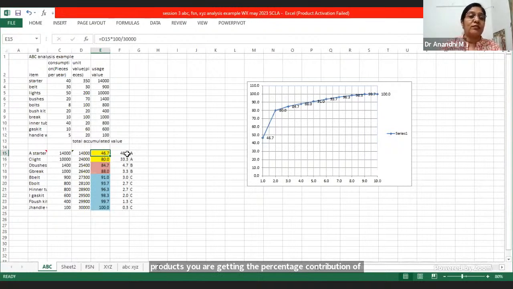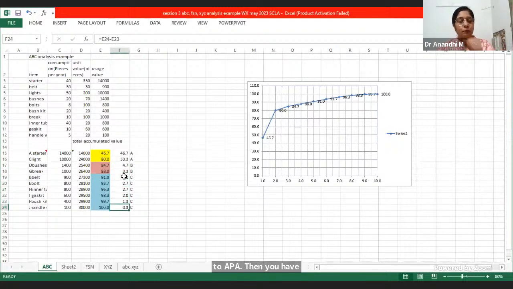So that means it is 46.57%. And next it is light, which is contributing 33.3%. These two put together contribute towards 80% of all the other items. And next you have your bushes, which is just 4.7% and 3.3%. These two take the total percentage to 88. Then you have belt, bolt, inner tube, gasket, bush kit, handle, all contributing their respective percentages, right? 3, 2.7 and so on.